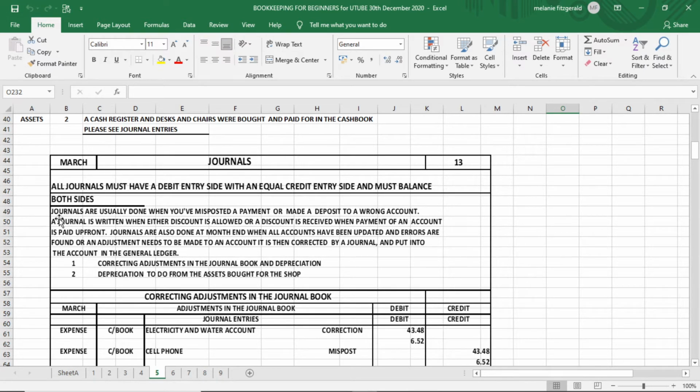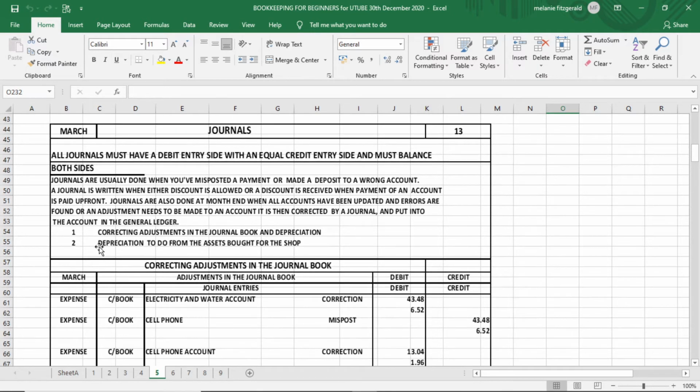Okay, journals are usually done when you've misposted a payment or made a deposit to the wrong account. A journal is written when either a discount is allowed or a discount is received, and when payment of an account is paid up front. You got that so far? Journals are also done at month end when all accounts have been updated and errors are found or adjustments need to be made to an account. It is then corrected by a journal and put into the account in the general ledger.